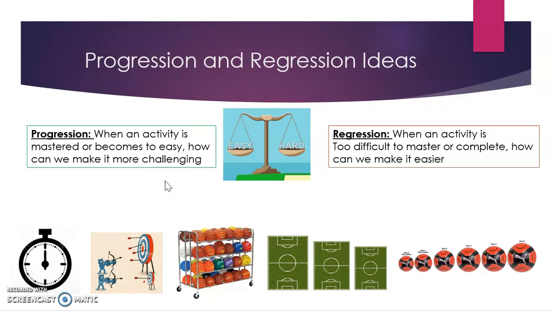So that's what we mean by progression, and regression is the opposite of that really. Whereby an activity is too difficult, perhaps an exercise that you've set up is too difficult to master or complete. How as sports leaders can we adapt and change that, and can we show regression, so taking steps backwards in that sense? These are the two key points.